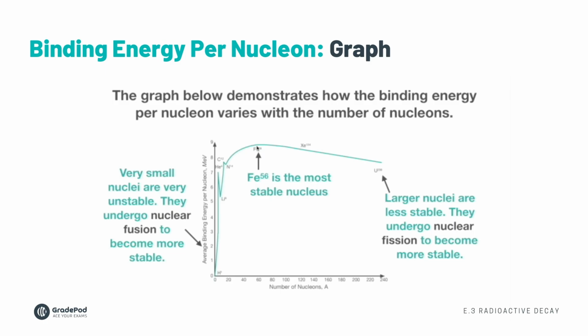It is worth remembering the shape of that graph and understanding that wherever your atom or nucleus lies on this graph tells you how stable the atom is. Hydrogen 1 is very, very unstable. Uranium is less stable than xenon. Xenon is less stable than iron. Carbon 12 is more stable than nitrogen 14.